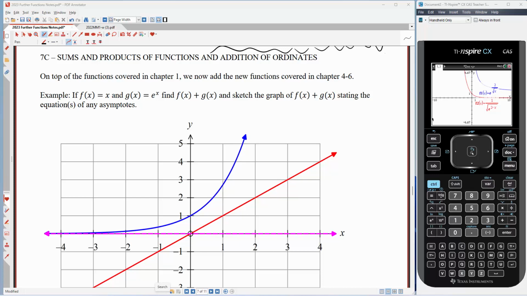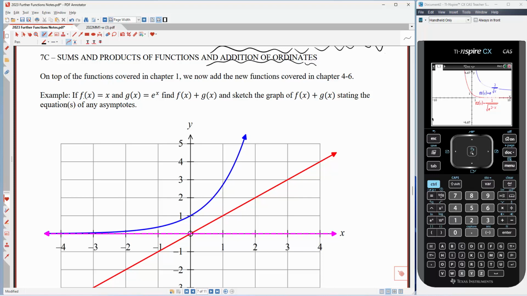Pretty handy little exercise, this one. Sums and products of functions and addition of ordinates. Now, what addition of ordinates will do is help you sketch functions that you are not sure about, or you're not sure what they look like.